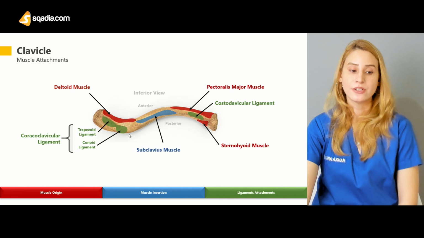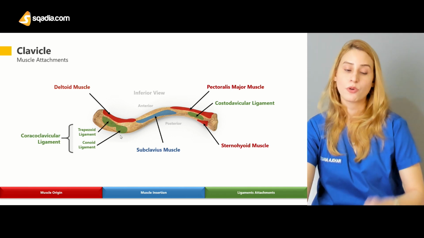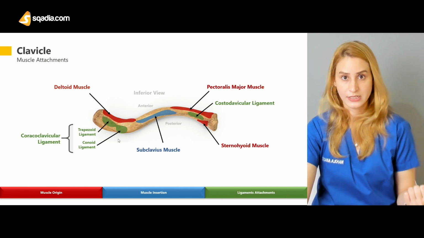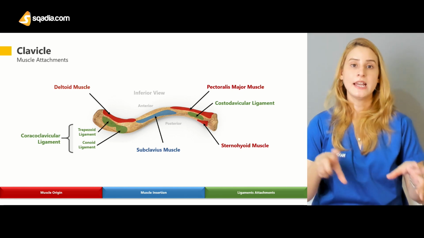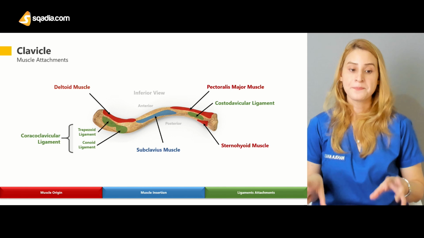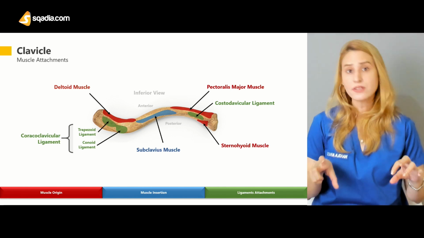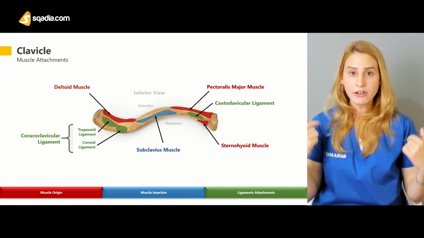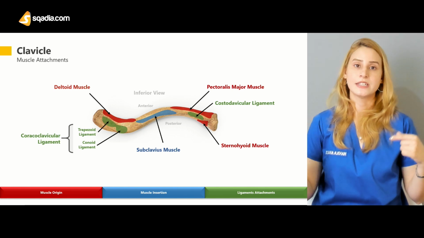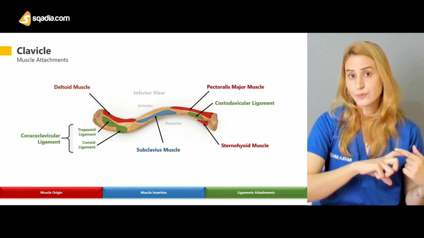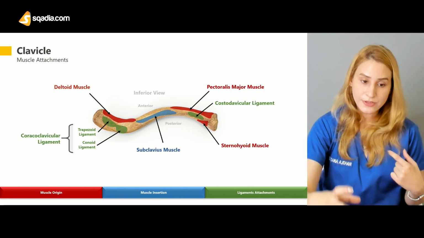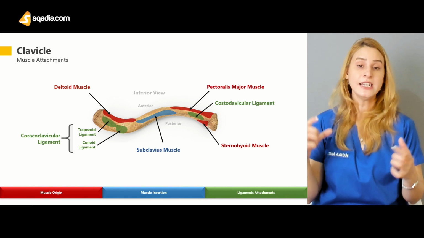Then you have the coracoclavicular ligament, which is divided into two: one is a trapezoid ligament and the other is a conoid ligament. So they're the coracoclavicular ligaments, which attach the coracoid process of the scapula to the lateral end of the clavicle.